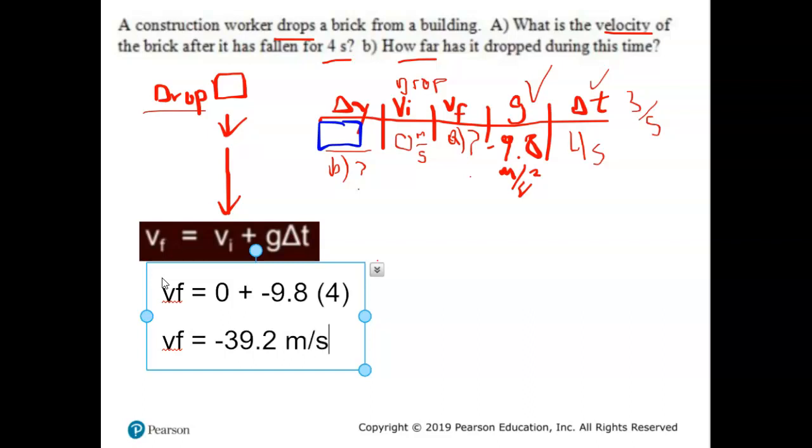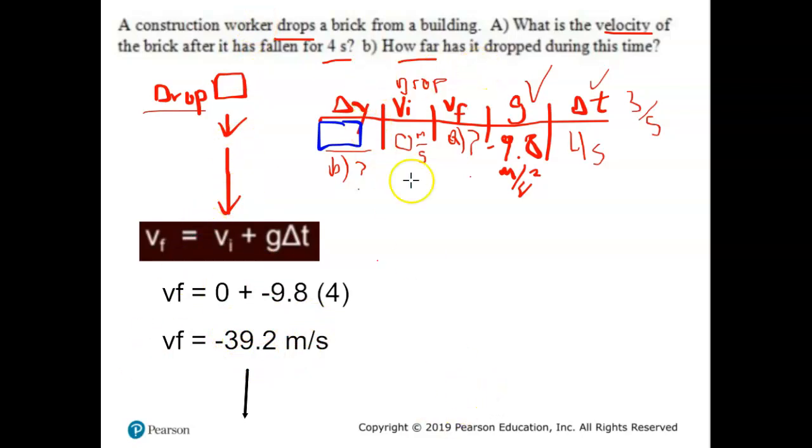meters per second. Now, just to clarify and make sure I point this out, the negative here means that the object is moving down. So that is what you want. If the object's moving down, you need a negative velocity. If you got a positive answer here, that wouldn't make any sense because somehow you dropped it and it started going upward. So that's part A.